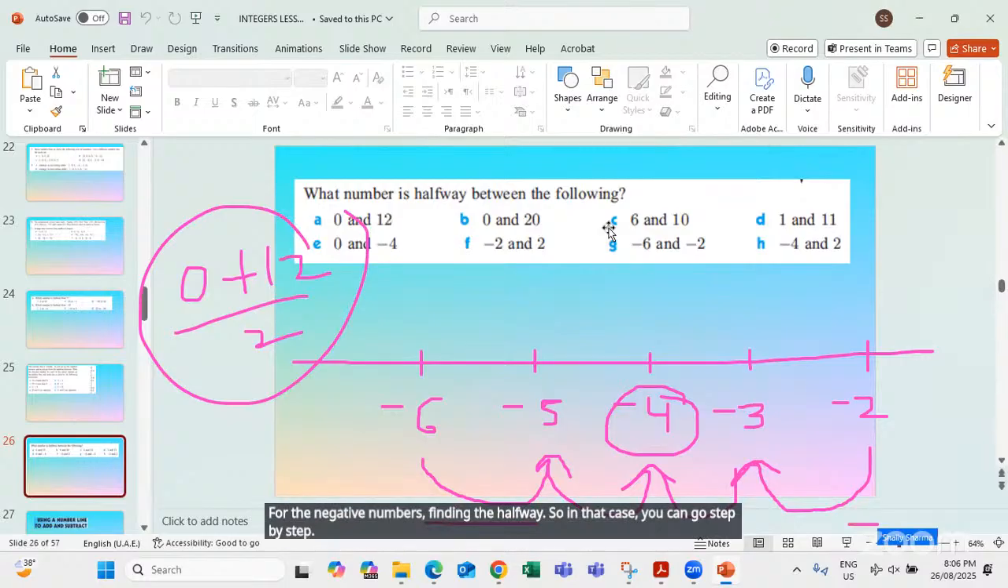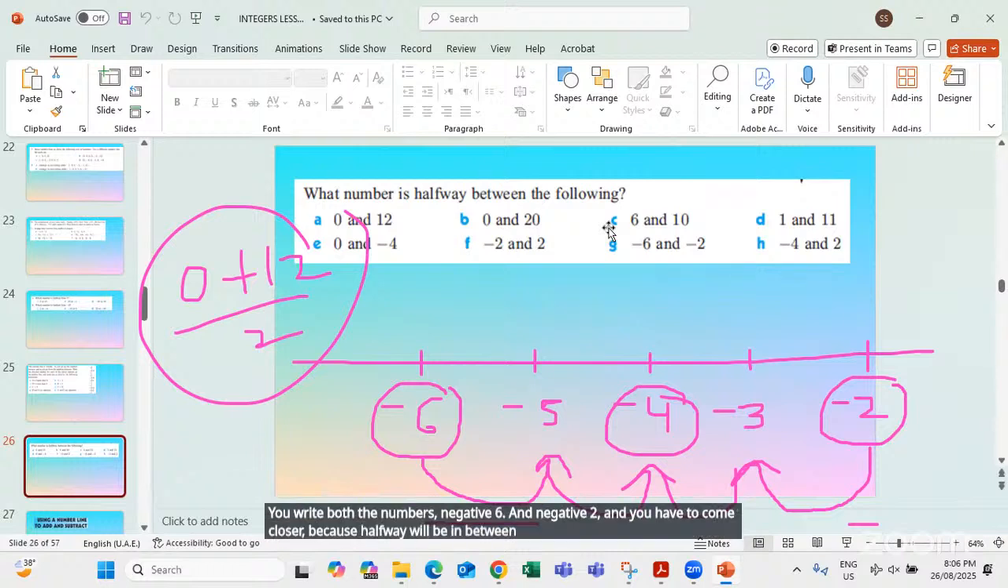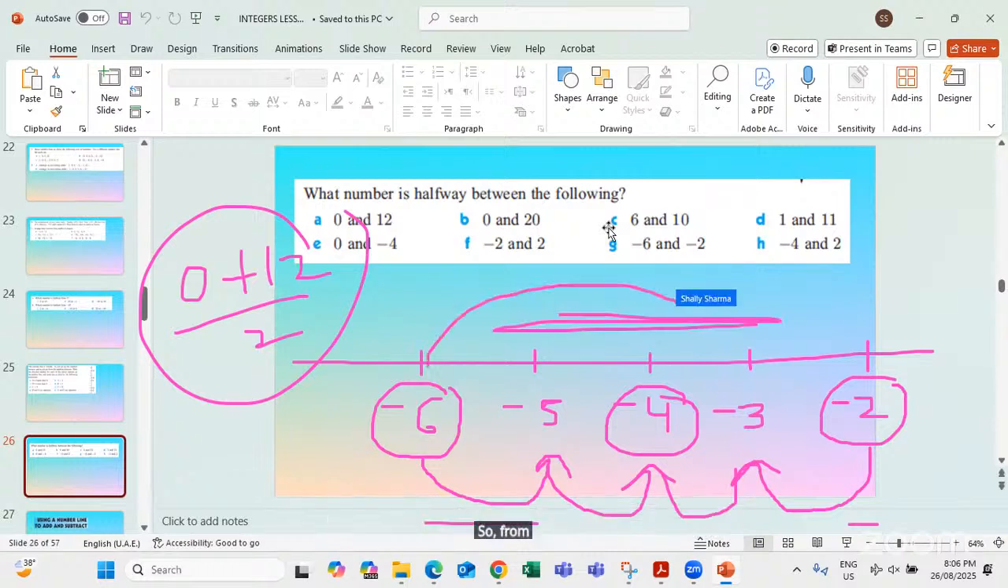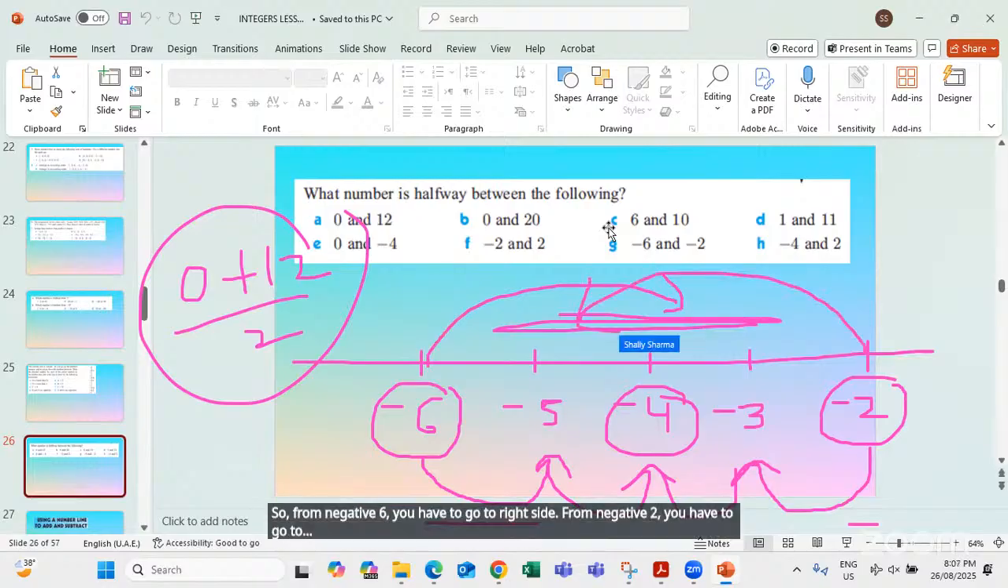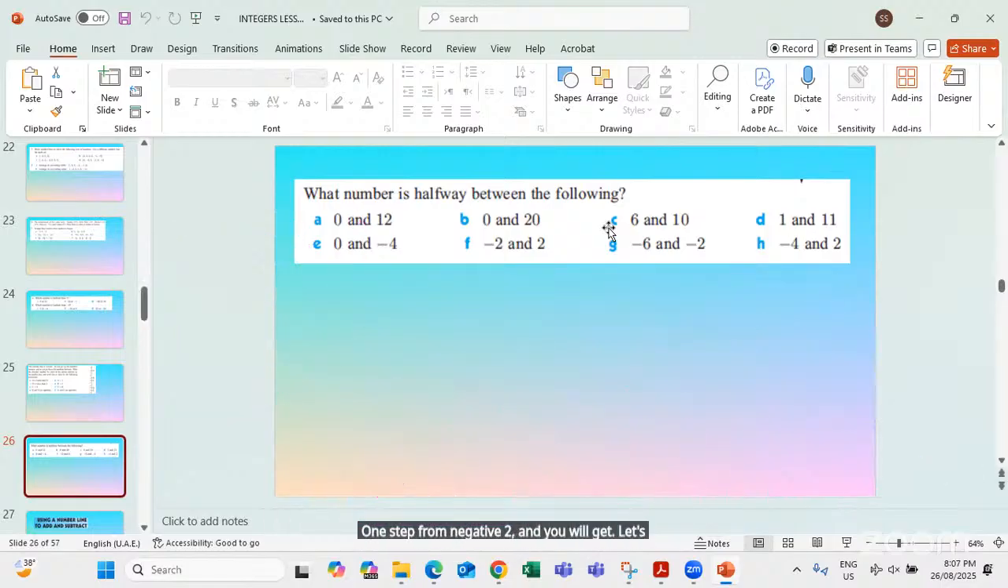You write both the numbers -6 and -2, and you have to come closer because halfway will be in between somewhere. So from -6, you have to go to the right side. From -2, you have to go to the left side. So go step by step, one step from -6, one step from -2, and you will get it. Let's try one more question.